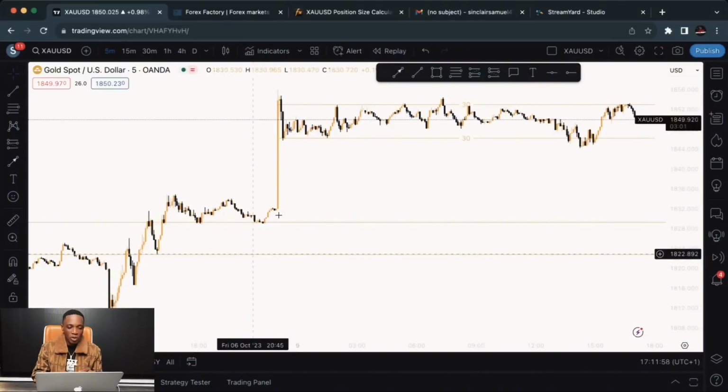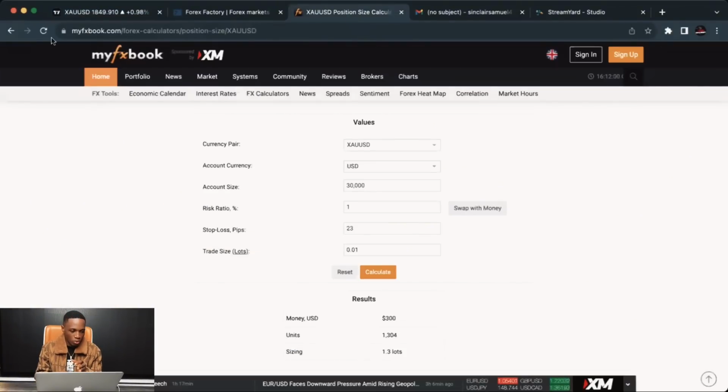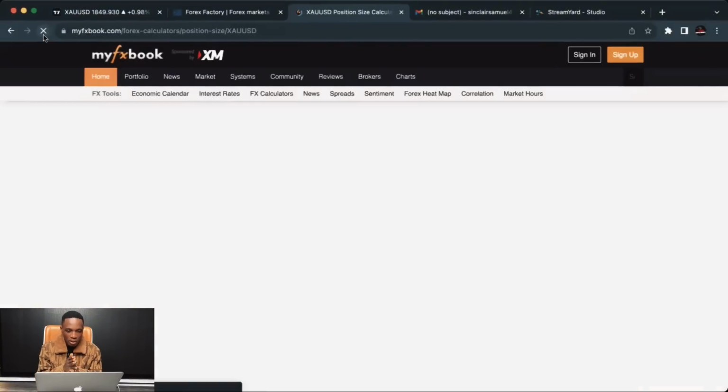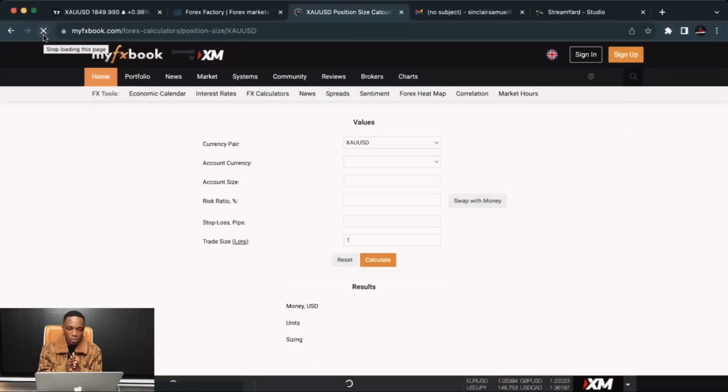Before you even place your buy and sell, before you even jump into the trade, make sure your risks are calculated before even placing that lot size. You understand? So that you don't start regretting and get emotional. So now the first position size calculator I use is my FX book. Yeah, let me refresh it. It's my FX book position size calculator.